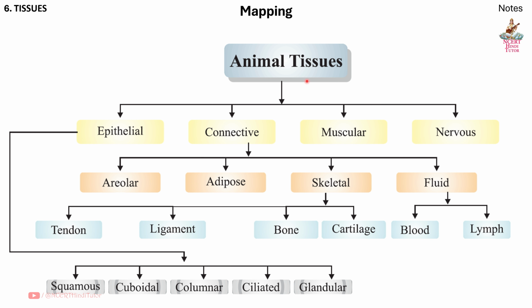Next, animal tissues. It is divided into epithelial, connective, muscular and nervous. Epithelial is further divided into squamous, cuboidal, columnar, ciliated, glandular. Connective tissue is divided into areolar, adipose, skeletal, fluid. Skeletal is divided into tendon, ligament, bone, cartilage, and fluid is divided into blood and lymph. So friends, this is the complete mapping of chapter 6 tissues.